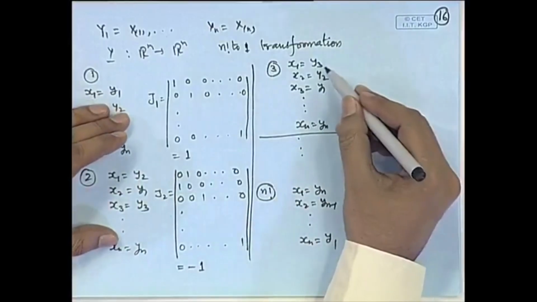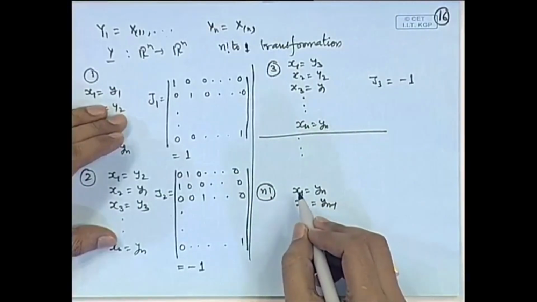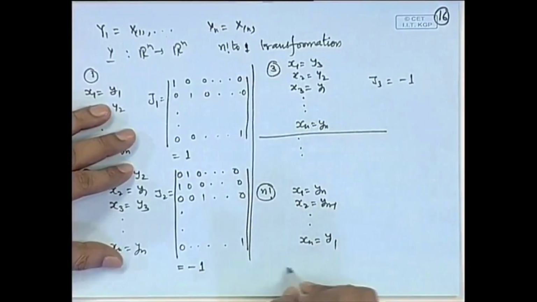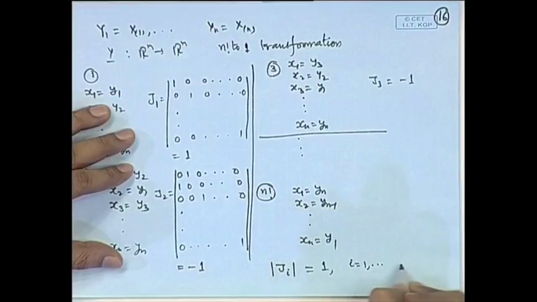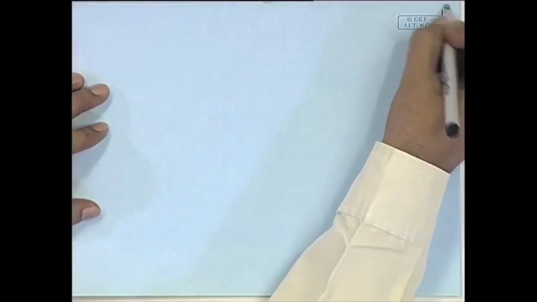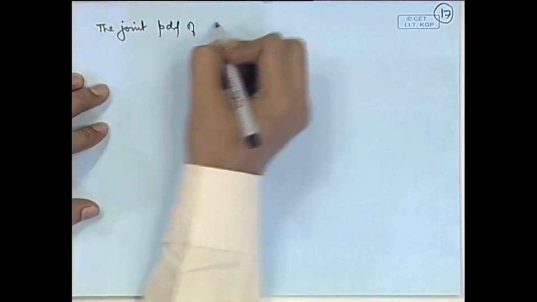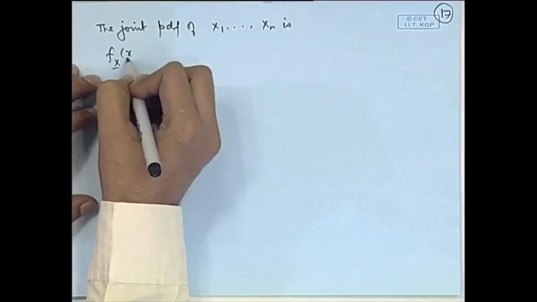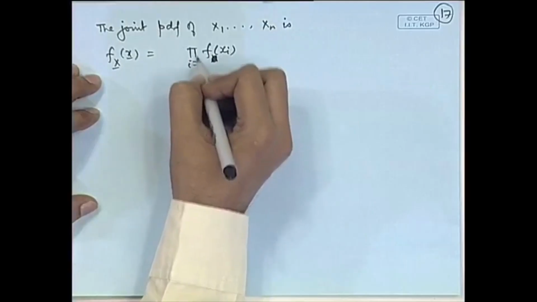Likewise, the Jacobian in each case will be either plus 1 or minus 1, because it is obtained by permuting rows of the identity matrix. So, the absolute value of the Jacobian for each of them will be 1 only. Now, the joint distribution of x1, x2, xn is the product of f(xi), i equal to 1 to n.